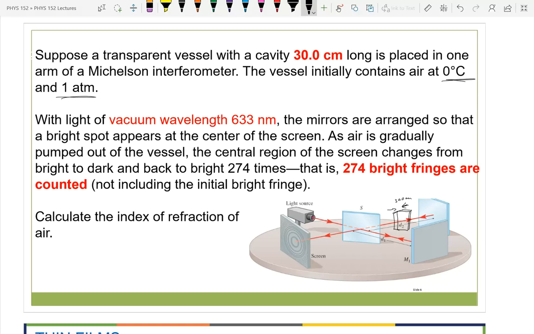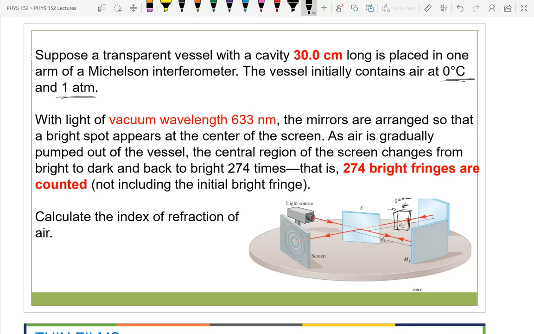The index of refraction, the speed of light, right? Speed of light is c over index of refraction. The index of refraction is c divided by the speed of light in my material. The speed of light in vacuum is different than the speed of light in air. And so the speed of light will have changed in this little cuvette. And so the number of wavelengths of light that fits in that cuvette changes when I pump out the air. And so what we're going to do is say, how many wavelength difference did I have?